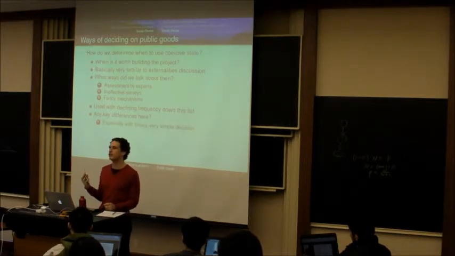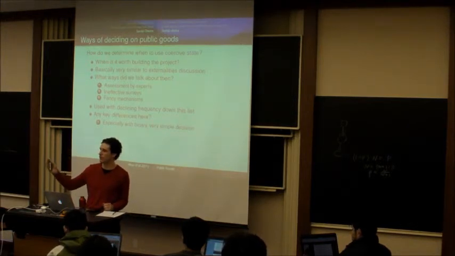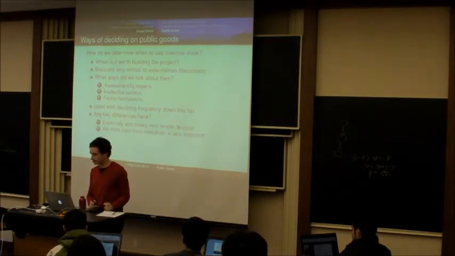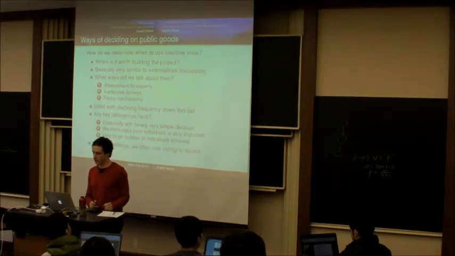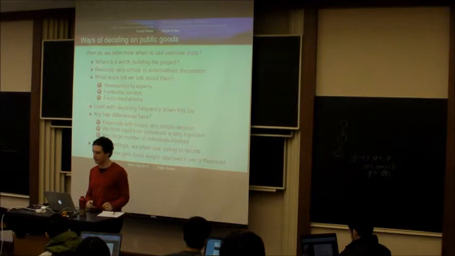Another thing is that a lot of these decisions are relatively simple. They're binary things. They're not about how much of an externality it is or what's the right level of something, but just should we undertake some project, right? And there's also a very large number of individuals involved. So in many of these settings, we want to get some input from people, but the fancy mechanisms and surveys don't work. So something that's often used is voting.